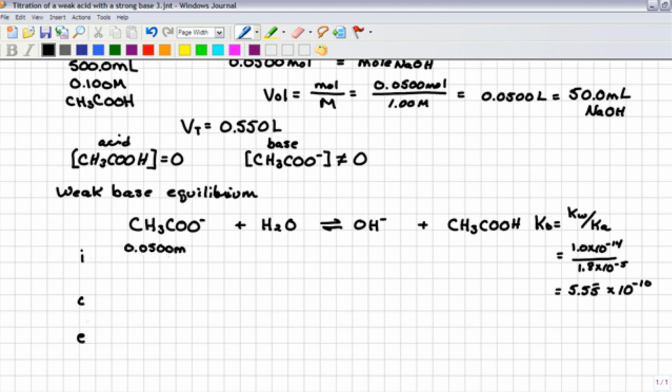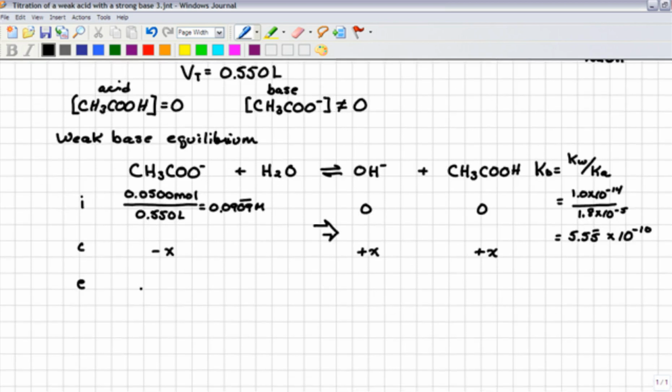0.0500 moles of acetate, and the new volume will be 550 milliliters, 0.550 liters, and this concentration comes out to be 0.0909 molar. Repeating, we'll assume that there are no hydroxides present to begin with and that there are no acetic acids there as well. And with nothing appearing on the left-hand or on the right-hand side, we know this is a reaction that has to shift to the right, and we're going to see a minus X here, a plus X here, and a plus X here.